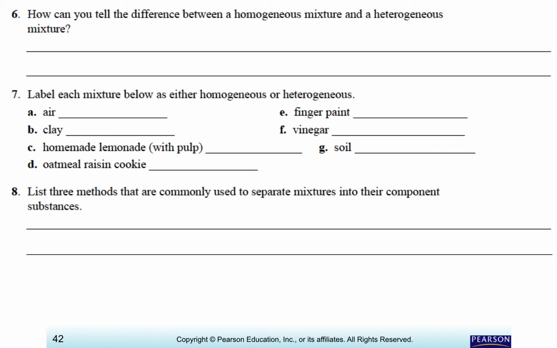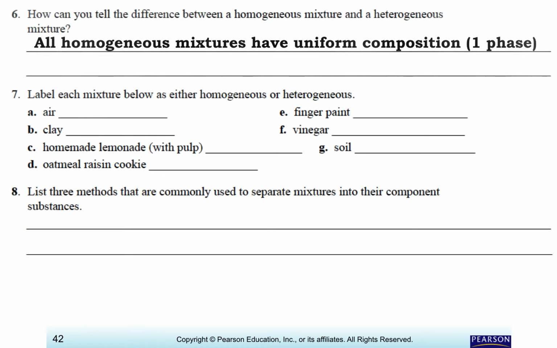How can you tell the difference between a homogeneous and a heterogeneous mixture? Phases. A homogeneous mixture will have uniform composition, which makes it one phase. Air is homogeneous. You cannot see the different particles in the air. Clay is homogeneous because it's the same throughout. Homemade lemonade with pulp is heterogeneous because the pulp is a separate phase.